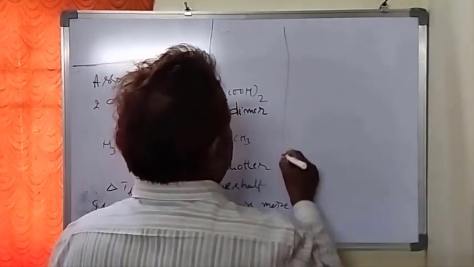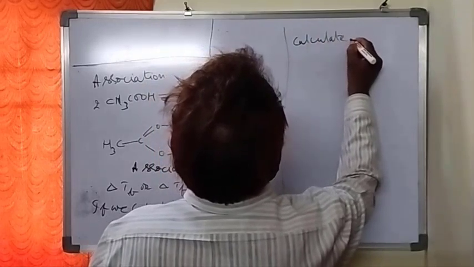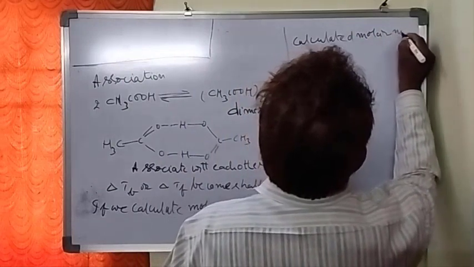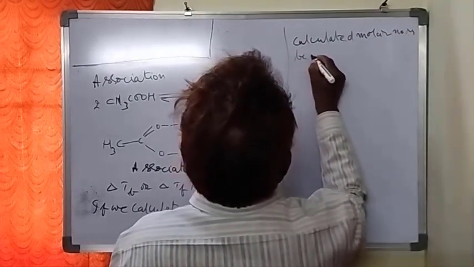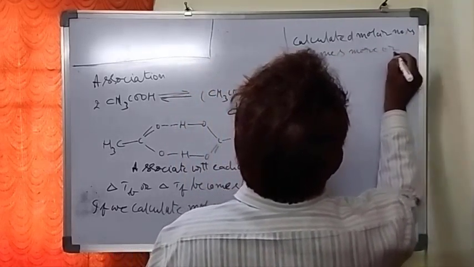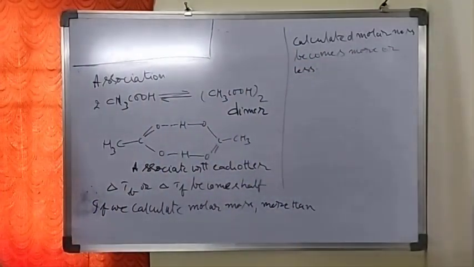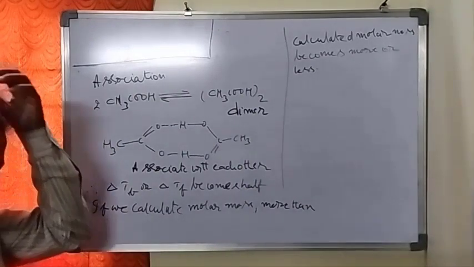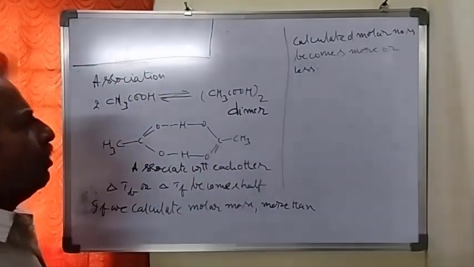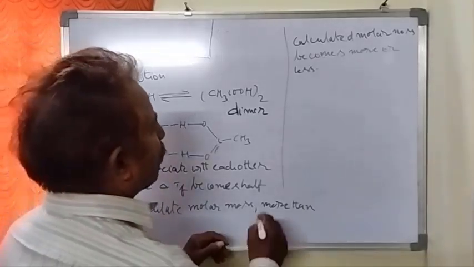Therefore the calculated molar mass becomes more or less. So if the calculated molar mass becomes more or less, what happens? We do not get the correct molar mass of the solute. So to rectify this, the scientist Van 't Hoff introduced a correction factor.